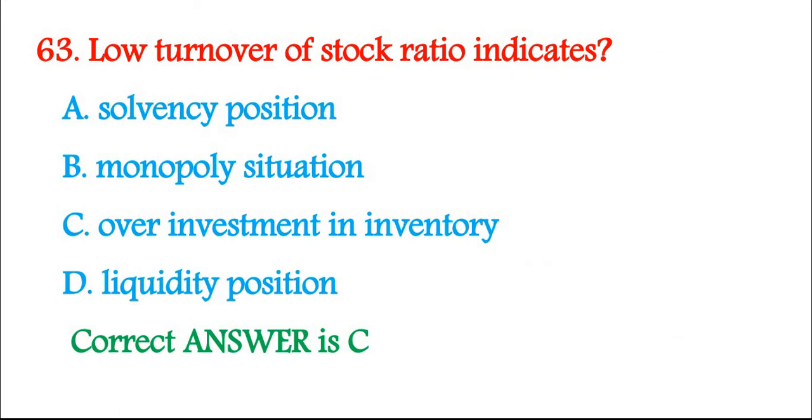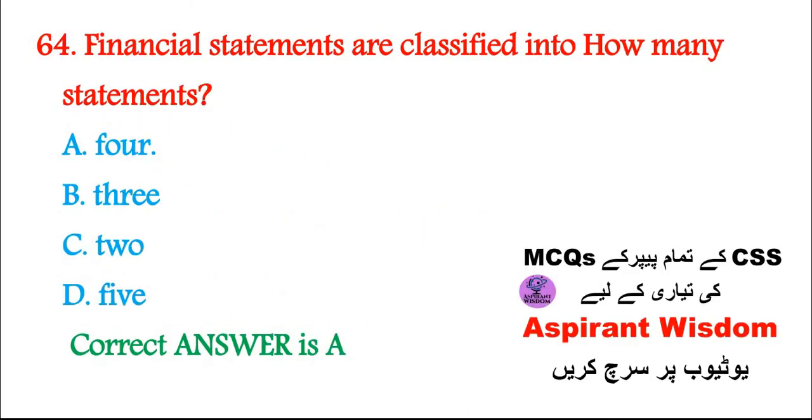63. Low turnover of stock ratio indicates: A. Solvency position, B. Monopoly situation, C. Over investment in inventory, D. Liquidity position. Correct answer is C. 64. Financial statements are classified into how many statements? A. 4, B. 3, C. 2, D. 5. Correct answer is A.